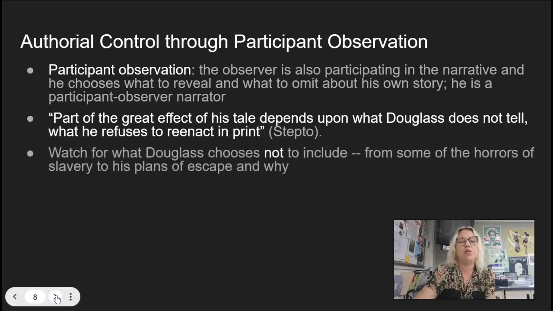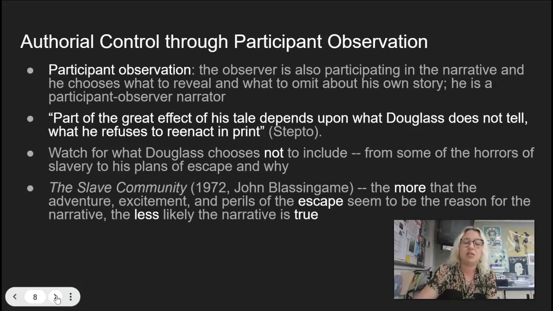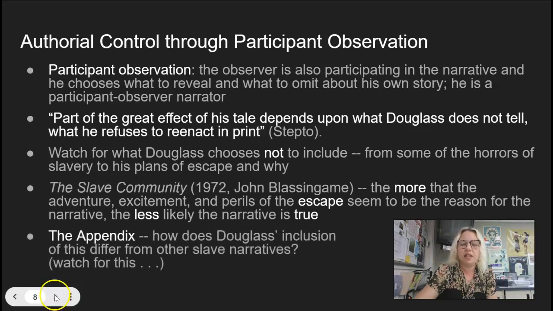So watch for what Douglass chooses not to include, from some of the horrors of slavery to his plans of escape, and why. John Blassingame, who's written a lot about slave narratives, says that the more that the adventure, excitement, and perils of the escape seem to be the reason for the narrative, the less likely the narrative is true. So this is another good example that Douglass didn't care so much about doing what people wanted him to do at the time, the abolitionists, and to write a book the way that it would sell better. Instead, he was about capturing the truth. Watch for this in the appendix as well.